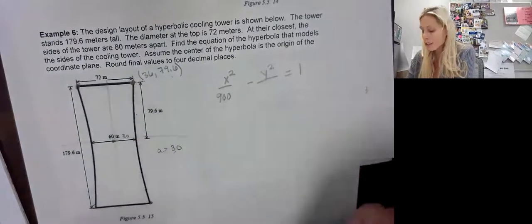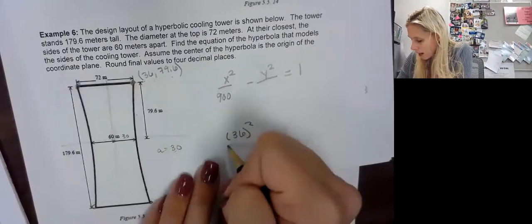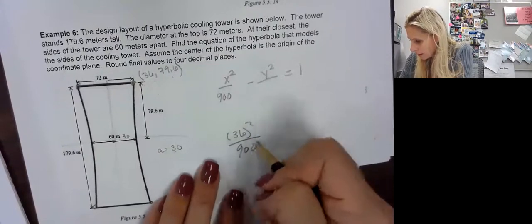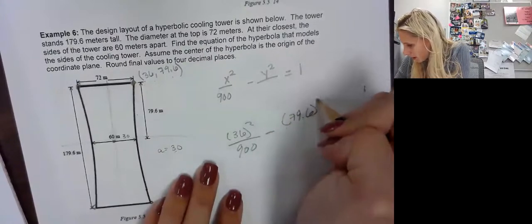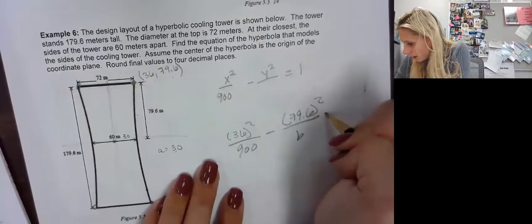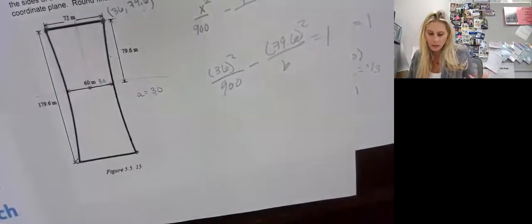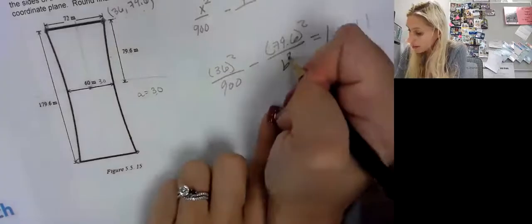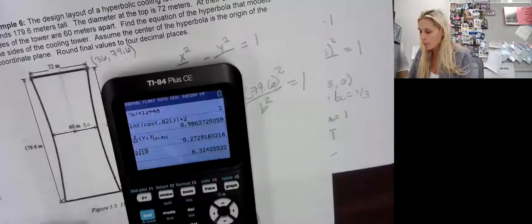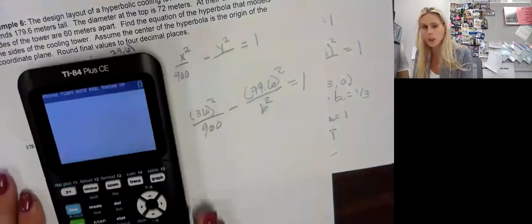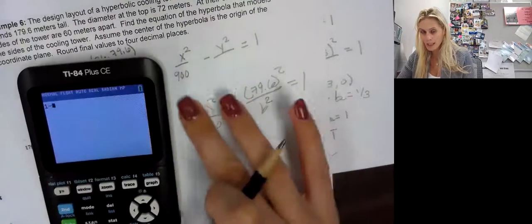Now I can plug that in to help me solve for b squared. So I get 36 squared over 900 minus 79.6 squared over b squared equals 1. Yes, this looks messy, but all real life situations are messy. So what I would do, guys, right now in your calculator, and of course mine's a little bit more intense than what you are able to use, make sure you're okay on your parentheses. 1 minus, because I'm going to subtract this from both sides.